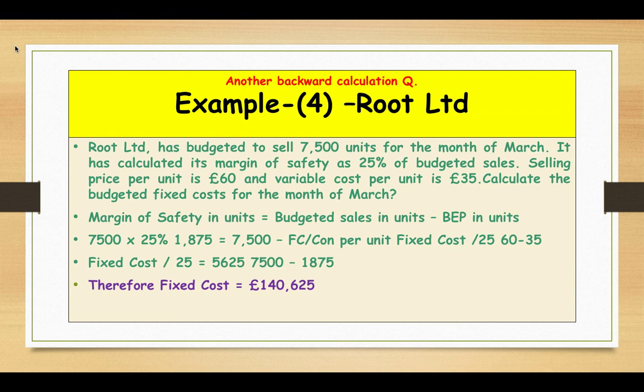So we can calculate the fixed cost for the month of March: 5,625 times 25, which is the contribution per unit. So our fixed cost for the month of March will be £140,625.